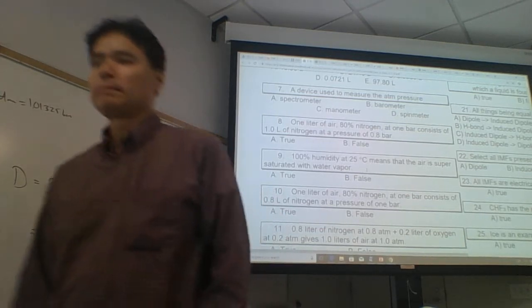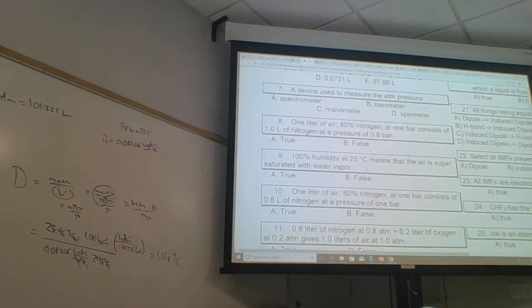What Dalton said is that the total pressure is equal to the sum of the partial pressures. And so P total is equal to the pressure of gas A plus the pressure of gas B plus the pressure of gas C, dot, dot, dot. Well, Avogadro's law says that the V total is equal to the sum of the partial volumes. So the volume of gas A plus the volume of gas B plus dot dot dot.